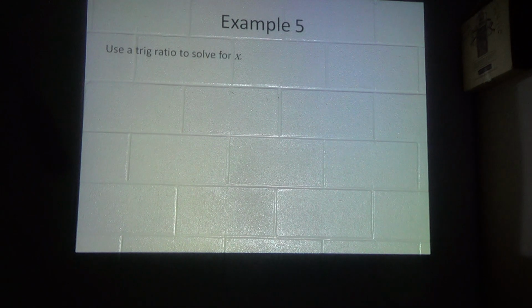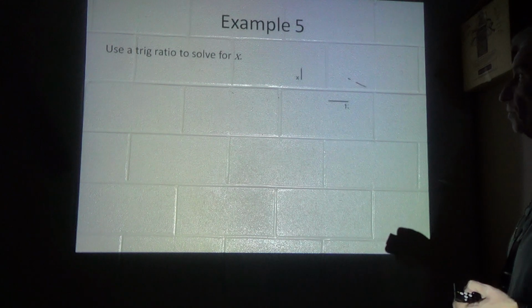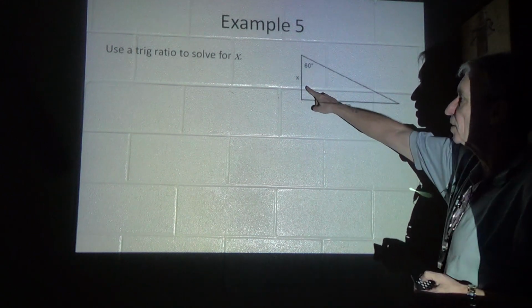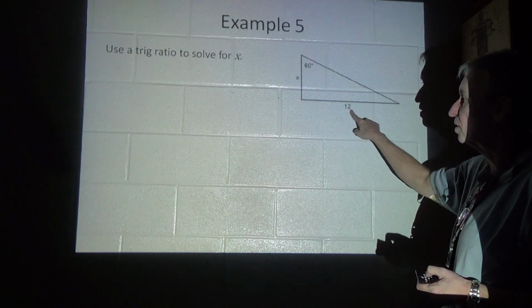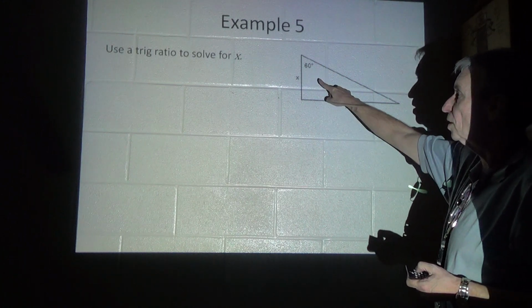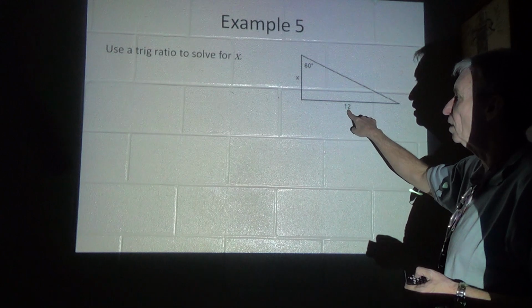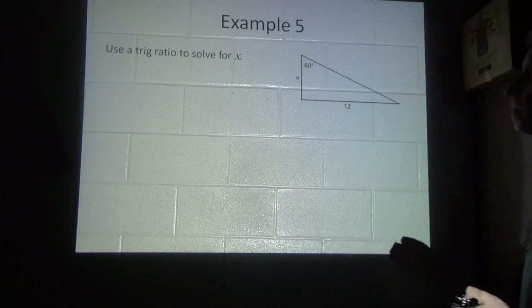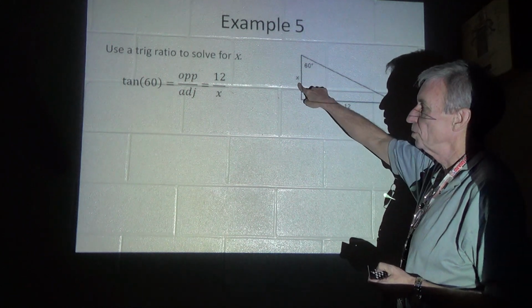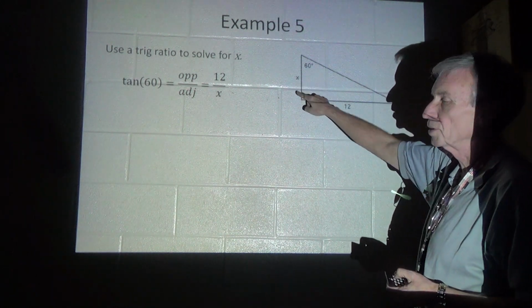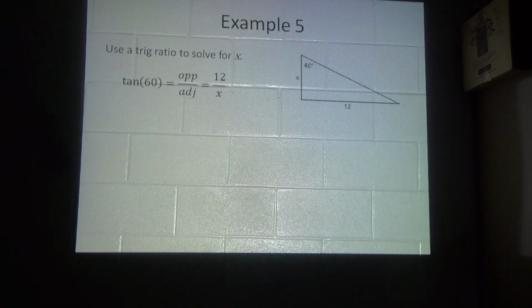Okay, example 5, they want us to use a trig ratio to solve again. This time they gave us x, which is this leg right here next to the 60-degree angle, and 12 is this leg right here, which is across from the 60-degree angle. So this is the long leg, this is the short leg. So we're going to use the tangent, because we have the opposite leg and we're looking for the adjacent leg. So the tangent has the parts that we're looking for.